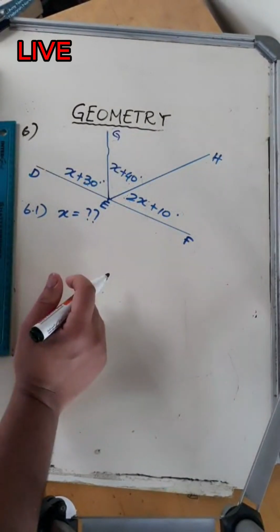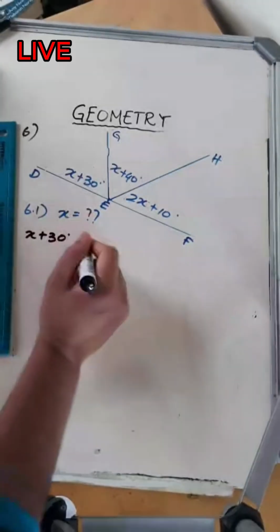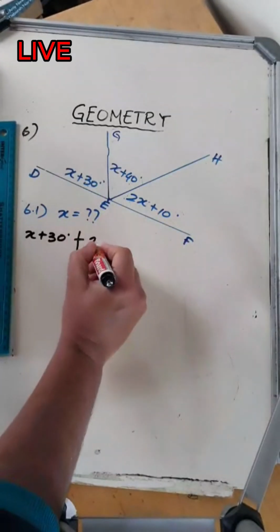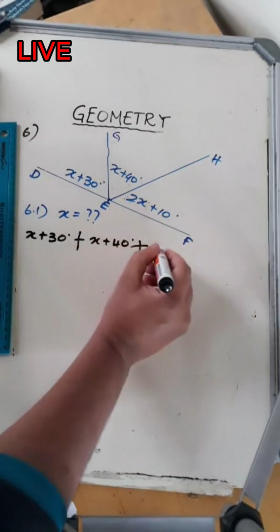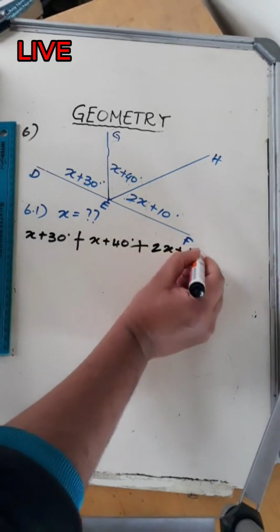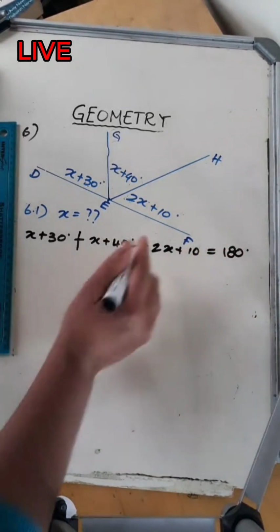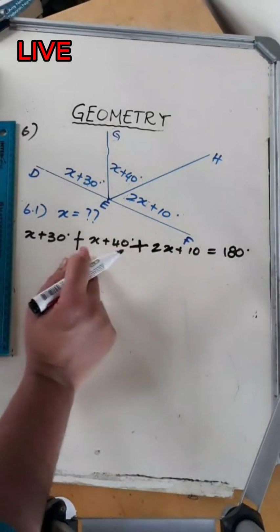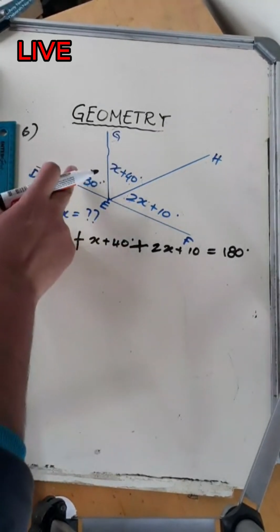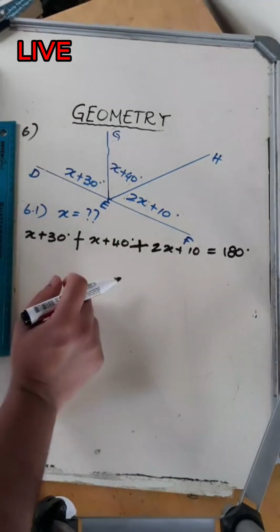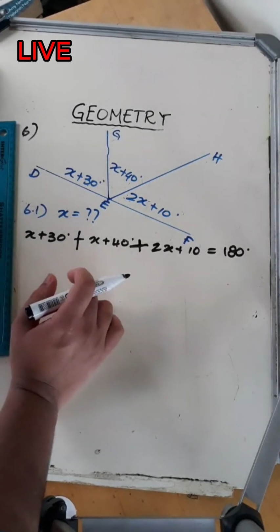So let's write that down mathematically. It's x plus 30 degrees, which is this one, plus this one, x plus 40 degrees, plus this one, 2x plus 10, is equal to 180 degrees. Now, I did it on purpose. These plus symbols are a little bit bigger because I want you to see that I'm actually adding this one to that one to that one, okay? You don't have to write it like that.